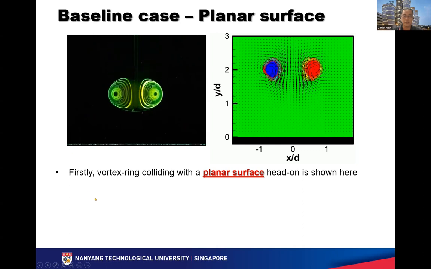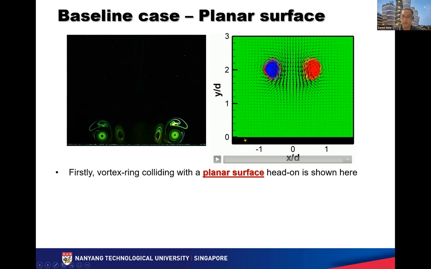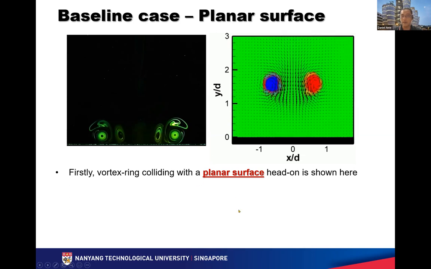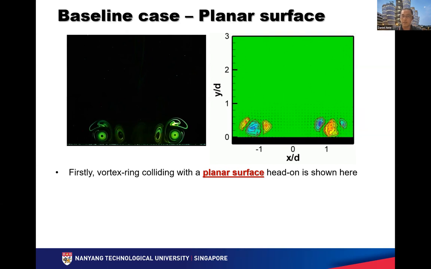You can see the vortex ring coming down and hitting the solid boundary, thus forming quite a few vortex ring structures. And over here, let me play back the PIV results. As you can see, it shows pretty much the same thing. The primary vortex ring collides upon the solid surface, thus inducing the secondary and tertiary vortex rings to form.